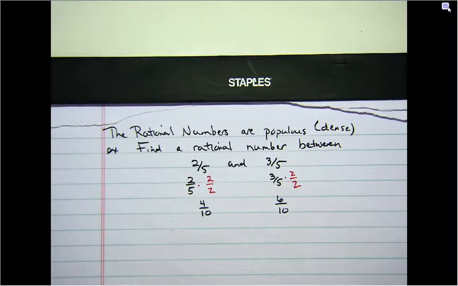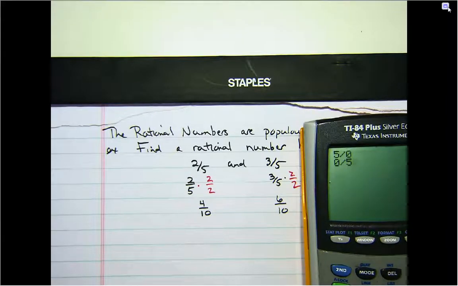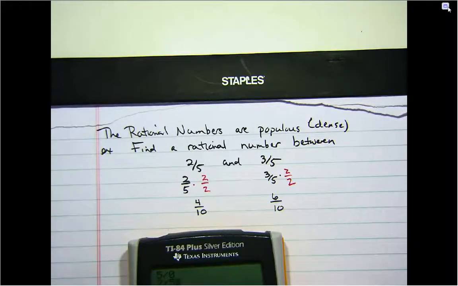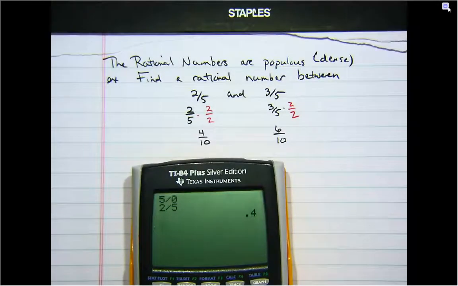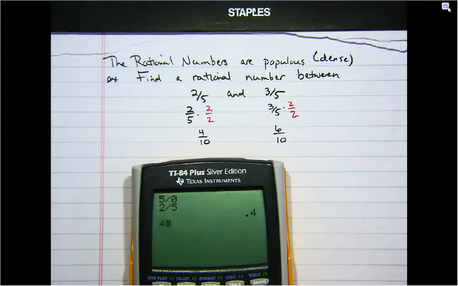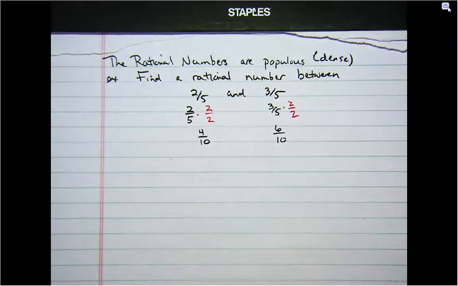Now notice these are still the same. If you take 2 divided by 5 and compare that to 4 divided by 10, it's the same thing. Same thing with 3/5. 3 divided by 5 and 6 divided by 10, same thing. They're both 0.6. But now it's easier to see what would be a fraction that would be in between 2/5 and 3/5.